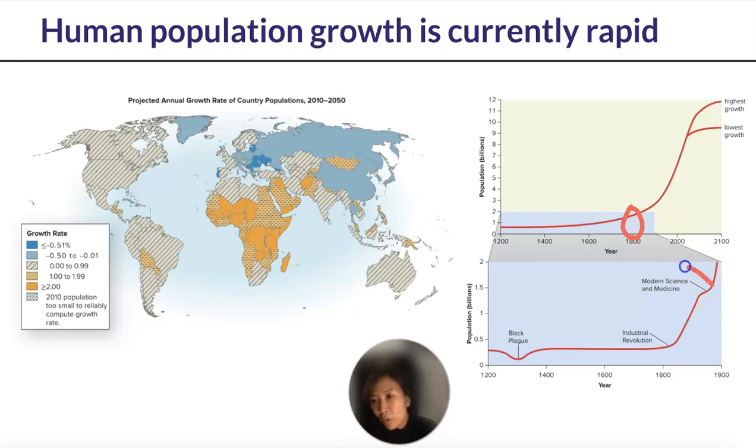This is also contributed to by modern science and medicine, making it so that people can stay healthier and live longer. We consider the growth rate as the number of people who are born minus the number of people who die each year. If we compare those two numbers, the population is currently growing very rapidly.